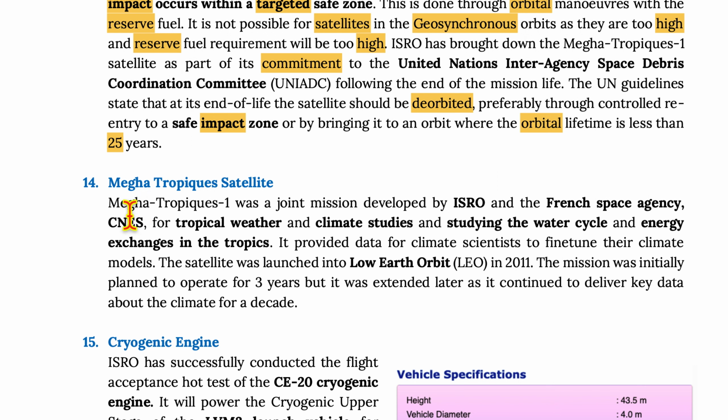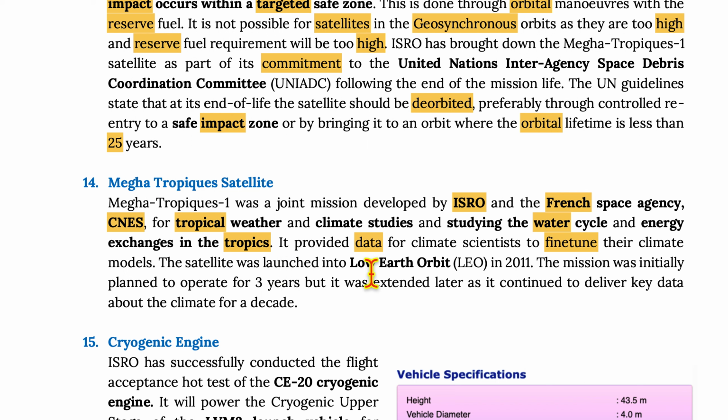Megha-Tropiques satellite. Megha-Tropiques-1 was a joint mission developed by ISRO and the French Space Agency CNES for tropical weather and climate studies, and for studying the water cycle and energy exchange in the tropics. It provided data for climate scientists to fine-tune their climate models.